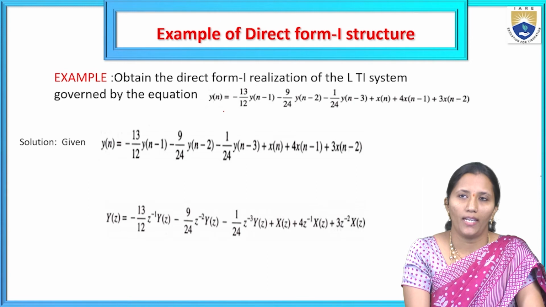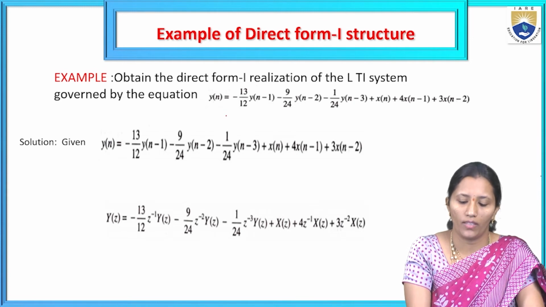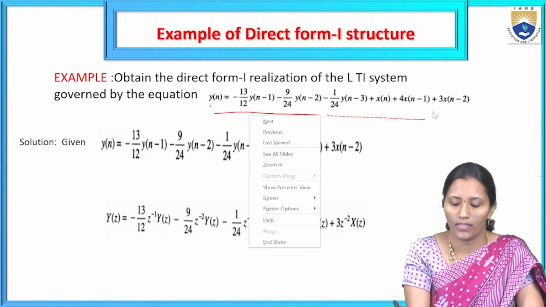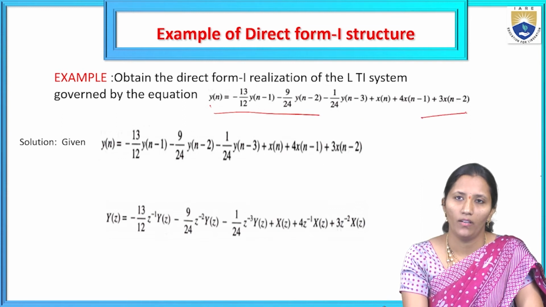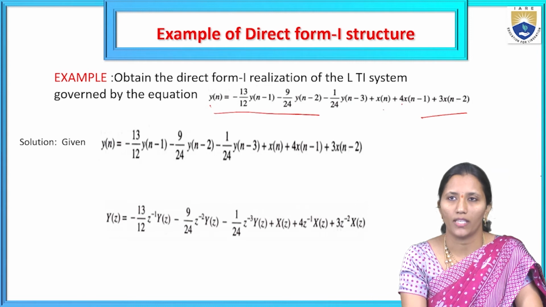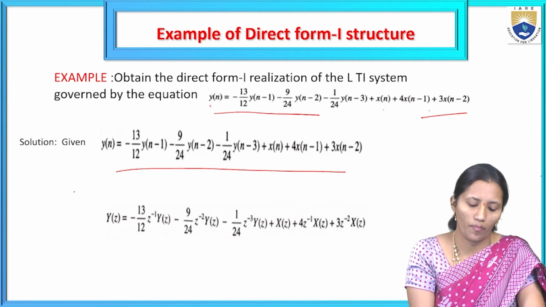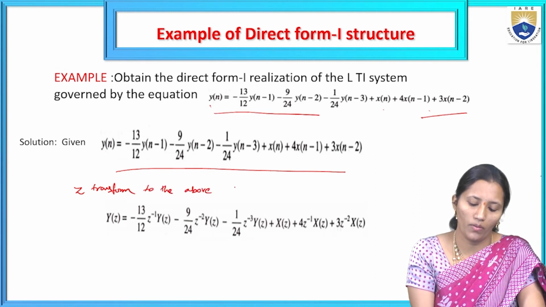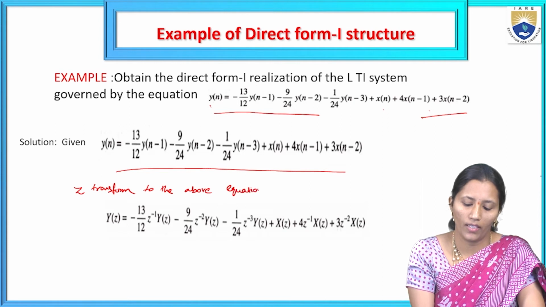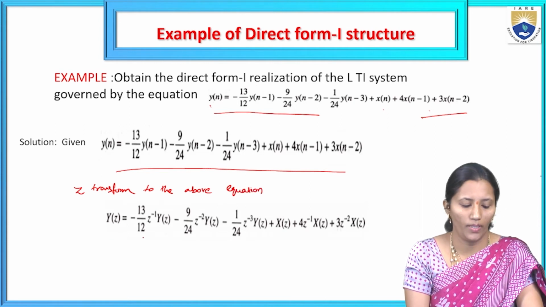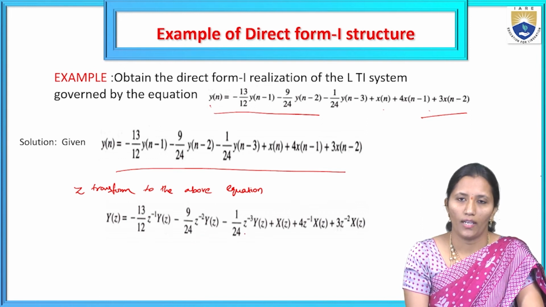Obtain the direct form 1 realization of the LTI system governed by the equation. So here they have given one difference equation for y of n. Okay, so here it has the past outputs as well as present input and past inputs. So we are taking the difference equation and we are applying the Z transform here. Z transform to the above equation. So here we are going to get Y of z equals 13 by 12 z power minus 1 Y of z minus 9 by 24 z power minus 2 Y of z and minus 1 by 24 z power minus 3 Y of z.